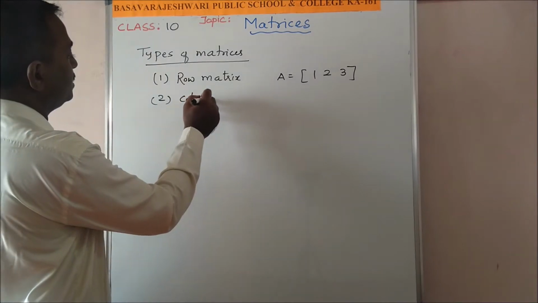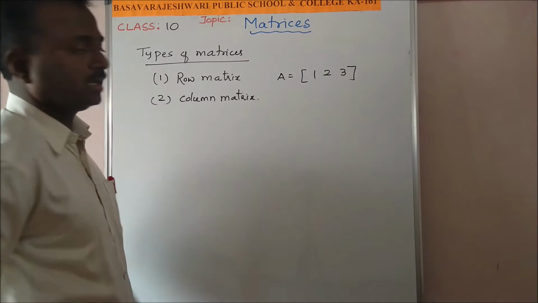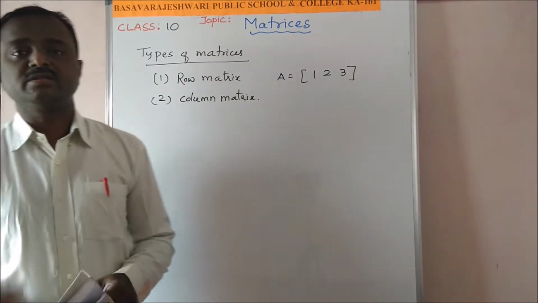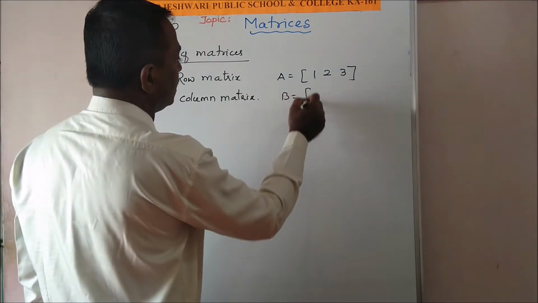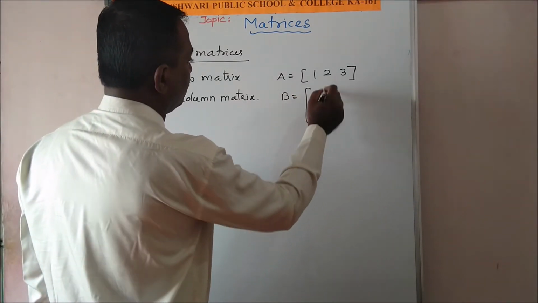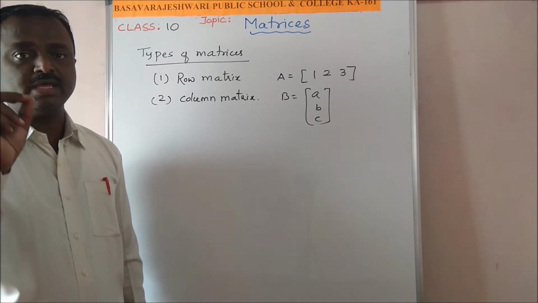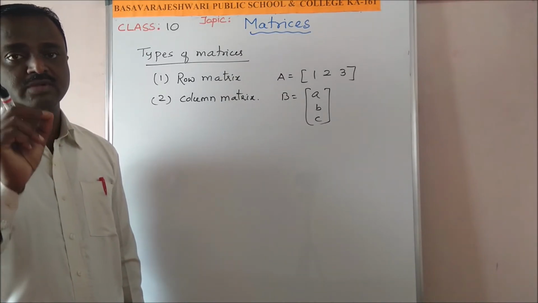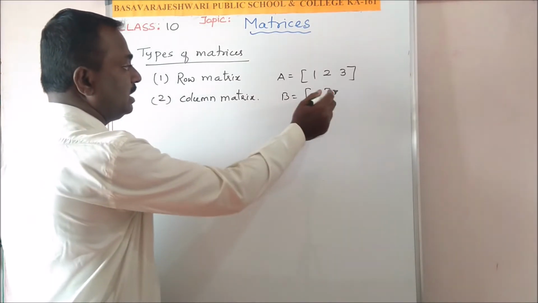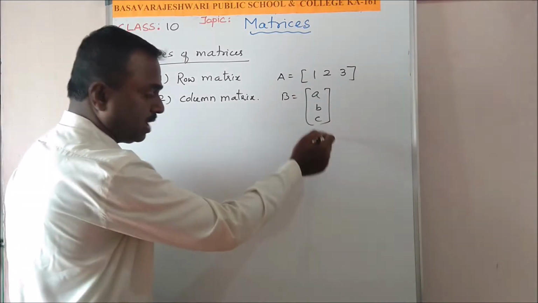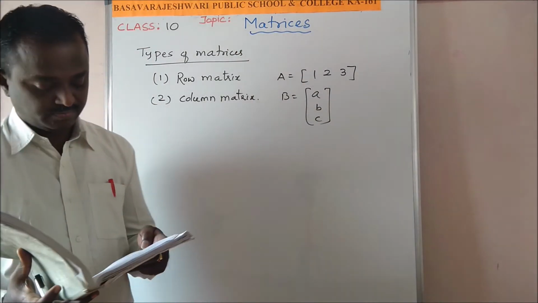Second type is column matrix. As the name itself indicates, it contains only one column. What is the order of this matrix? 3 rows and only one column. That is called a column matrix.